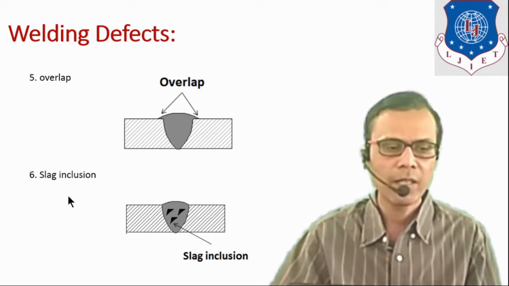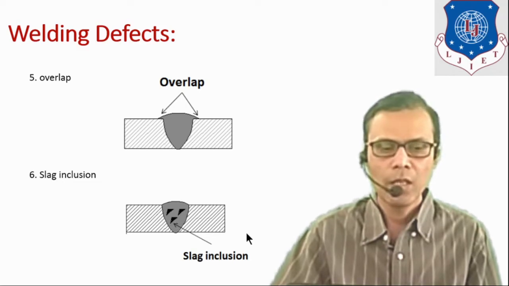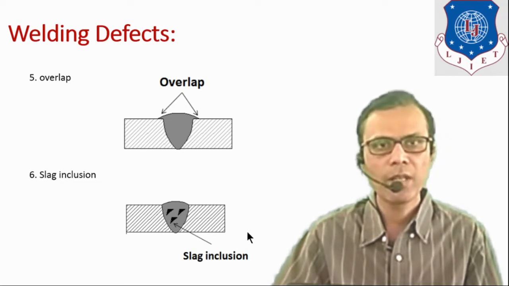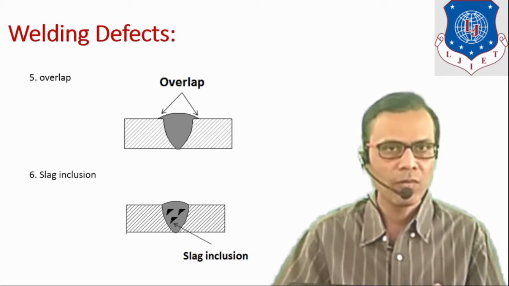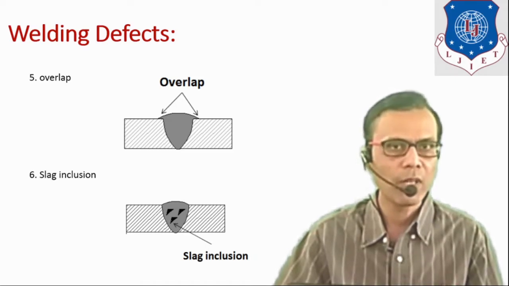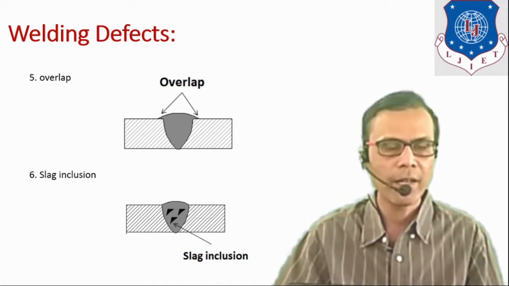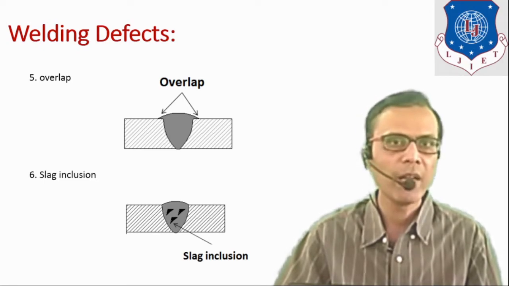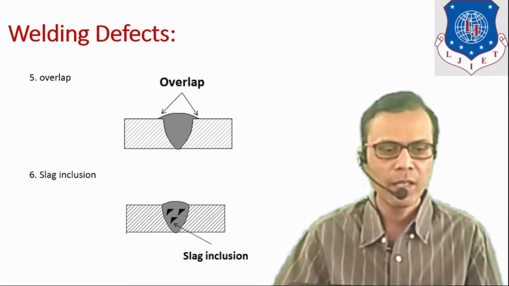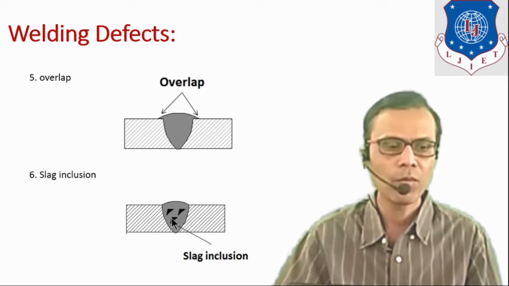Next type of defect is slag inclusion. As we know, we are using flux with the application of welding. The function of the flux is to prevent the welding zone from contamination. So when it reacts with the oxygen or some impurities, it may result in a slag, and if it is not removed properly, then it may remain present in the welding zone. So this type of defect is known as slag inclusion.